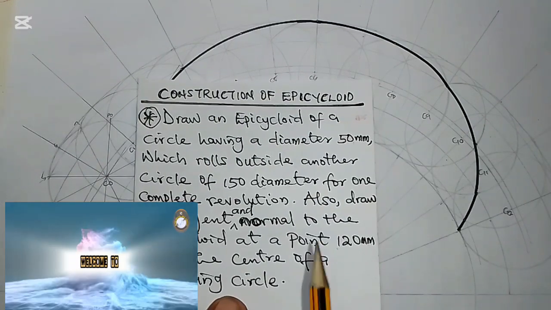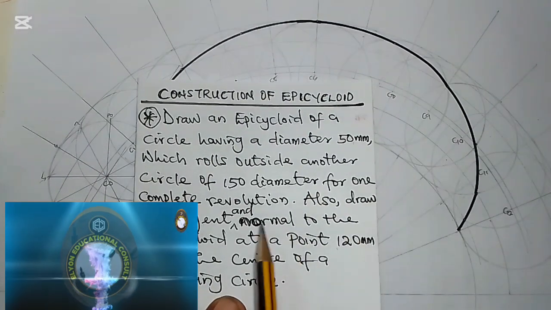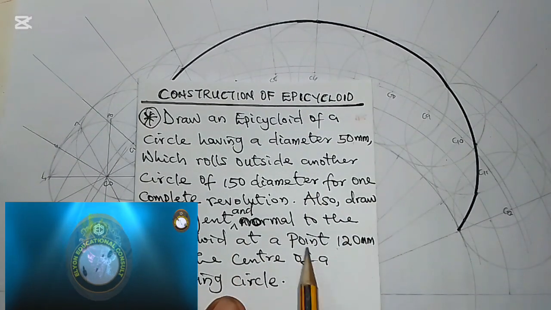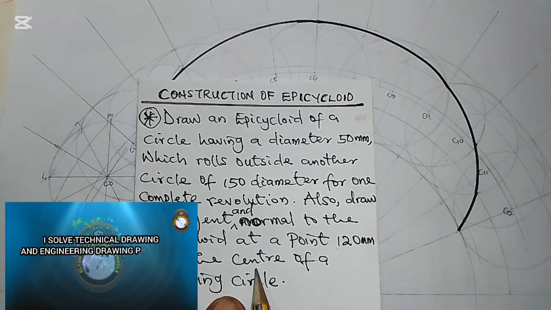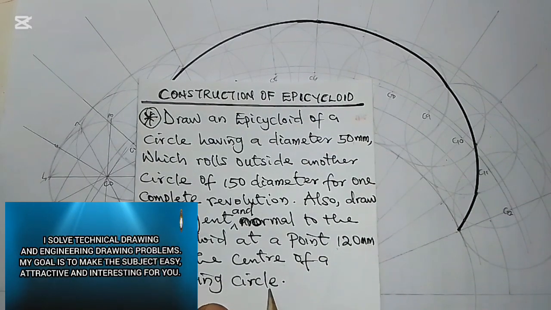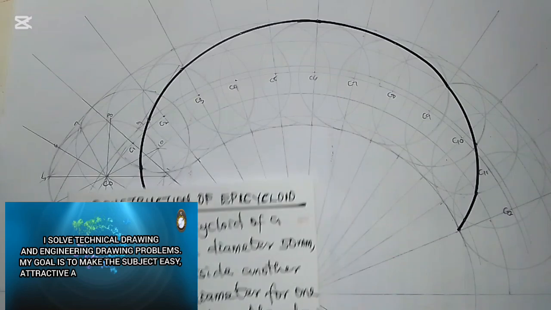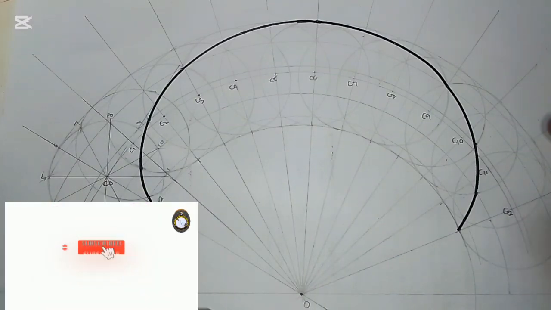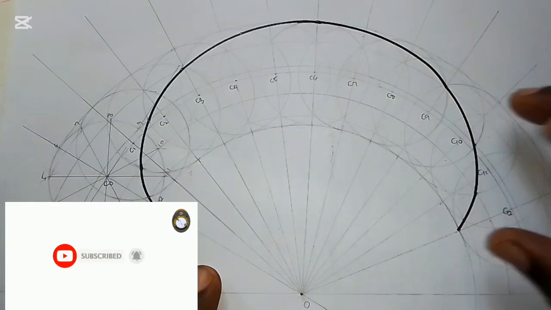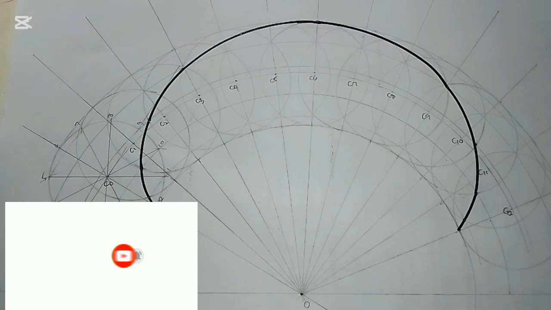The other part of the question says that we are to draw the tangent and normal to the epicycloid at the point 120 mm from the center of the directing circle. So I'm going to be doing this in my next video. I'll be showing us how we can draw the tangent to this cycloid. Please watch out for the video.